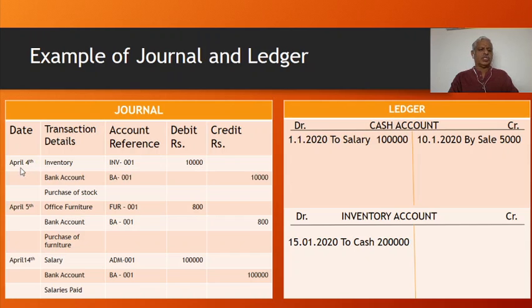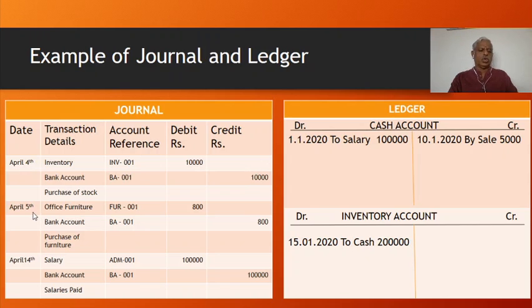For example, let us see one first entry. This transaction happened on April 4th. April 4th inventory, and this inventory value is 10,000 rupees. So you have debited 10,000 rupees to inventory account and credited bank account by 10,000 rupees. I already told you this is bookkeeping, double entry system. So there is a debit, there is a credit, and equal amount of debit and credit is also there. So what is the meaning of this transaction? It is purchase of stock. The narration, the explanation for this entry, is also recorded in the journal. So it means inventory is purchased worth 10,000 rupees by issuing a check.